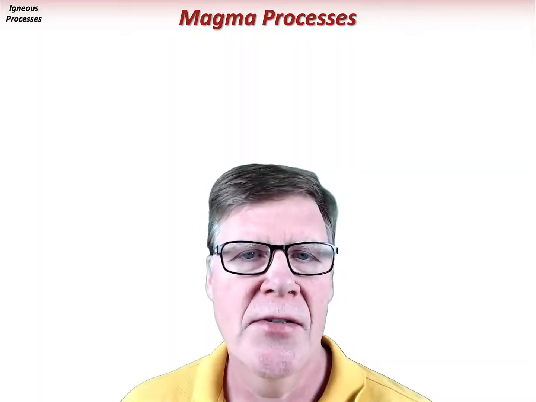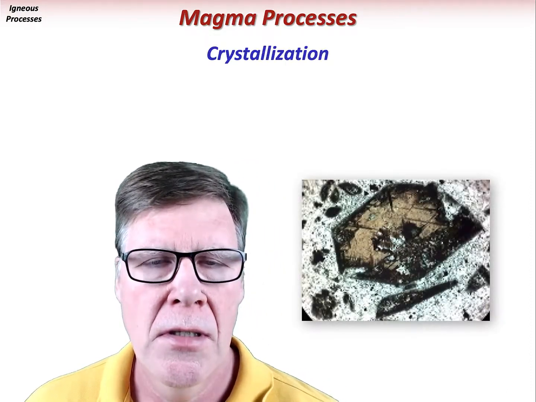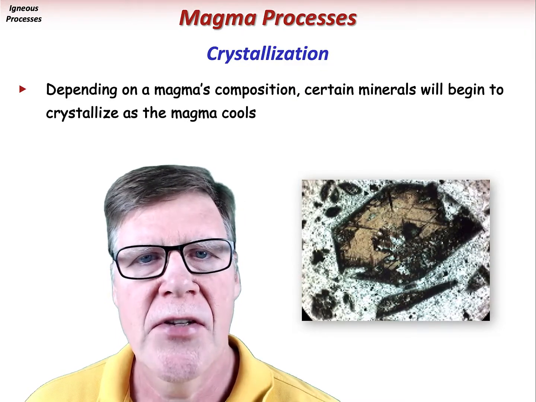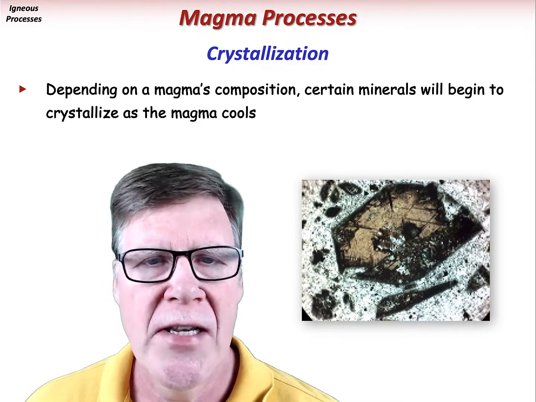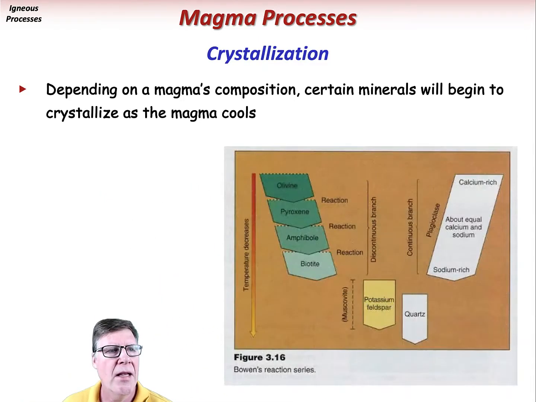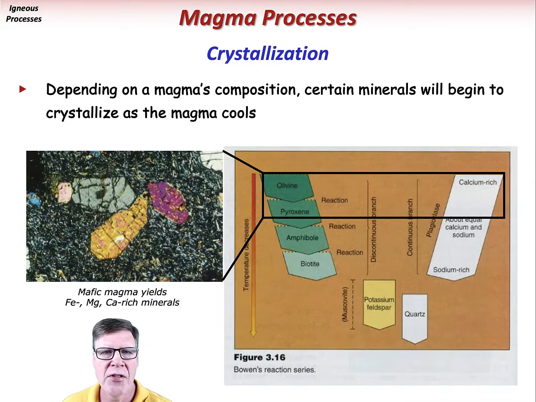As magmas rise, they inevitably cool, allowing crystals to form. Depending on the magma's original composition, crystallization of certain minerals occurs across a range of temperatures. For example, in a mafic magma, minerals like olivine and calcium-rich plagioclase feldspar will crystallize from the magma first, followed by other minerals at lower temperatures.